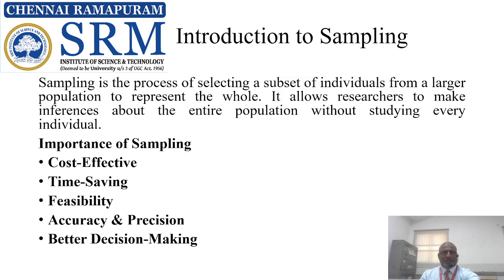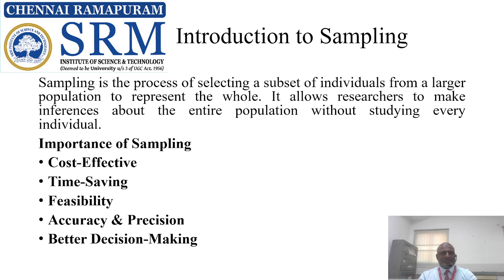So, sampling, introduction to sampling. Sampling is the process of selecting a subset of individuals from a large population to represent the whole. It allows researchers to make inferences about the entire population without studying every individual. So, sampling plays a prominent role in research. By means of selecting the sample size, we can predict the exact inferences.